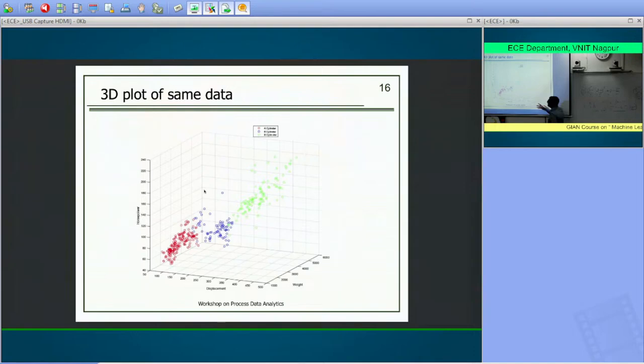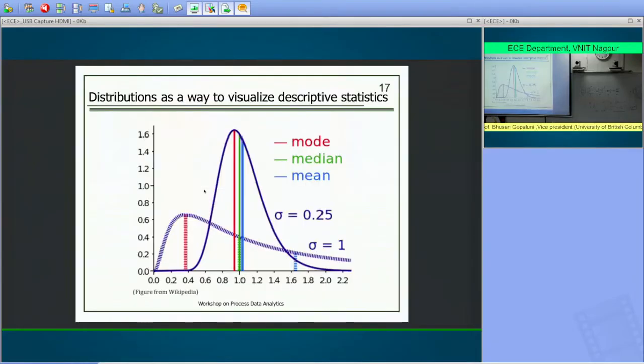Probability distributions, of course, are also very helpful. When you have data, you can plot a histogram of the data, look at the distributions to get the mean and the variance. That's one way of visualizing data.